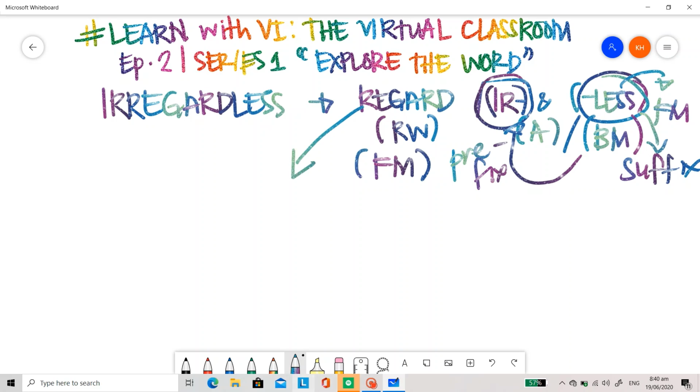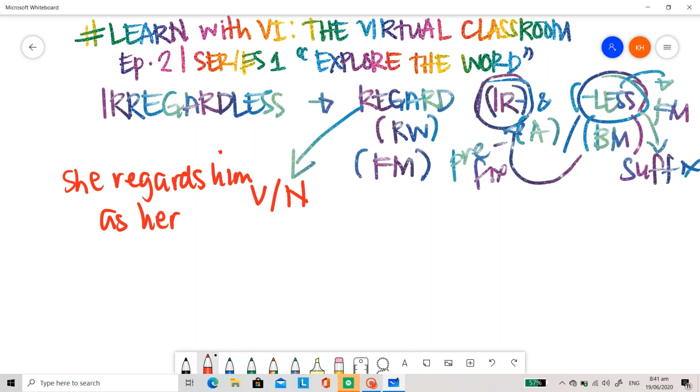And so with regard to that, I'll be changing pen color. Now, the word regard may be used either as a verb or as a noun. How do we weigh the difference between whether it be a verb or a noun? It is a verb if you're using it to consider or to think of someone or something in a very specific way. So, for example, the sentence is, she regards him as her mentor.